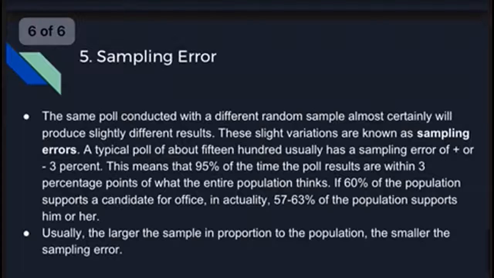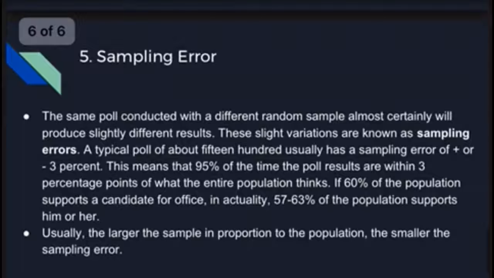That means that 95% of the time the poll results are within 3 percentage points of what the entire population thinks. If 60% of the population supports a candidate for office, in actuality, 57 to 63% of the population supports him or her. Usually the larger the sample in proportion to the population, the smaller the sampling error. That 3 percentage points, plus or minus, is the magic number. And generally that number is achieved when you have at least 1,500 people participate in a poll.